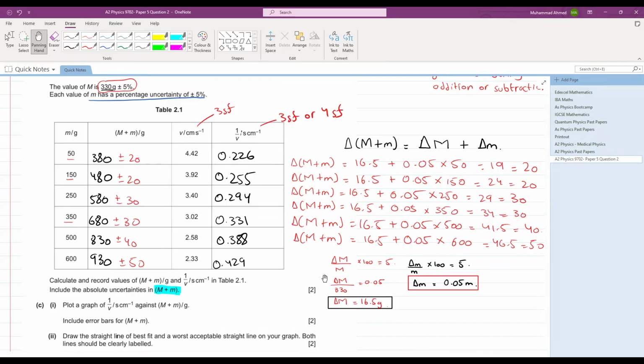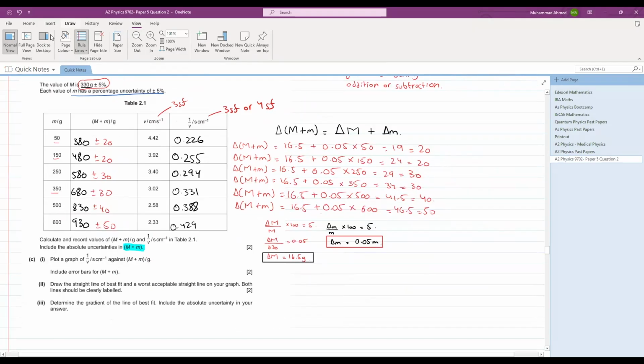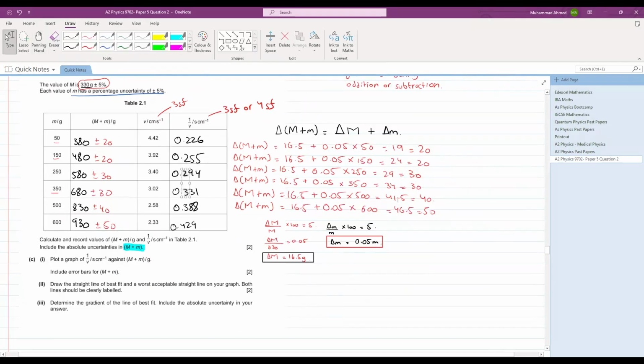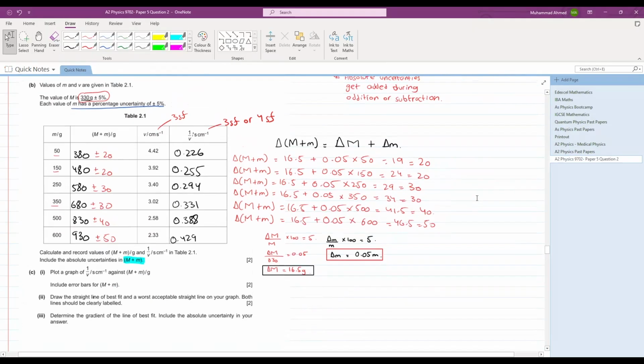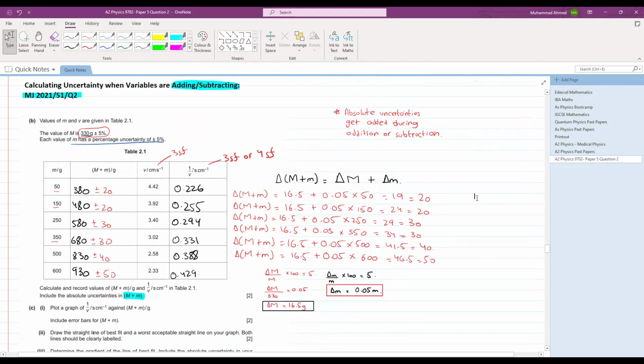The important key point to remember here is when variables are getting added up, their absolute uncertainties also get added up. When variables are getting subtracted, their absolute uncertainties also get added. This is the simple golden rule that you need to remember. Absolute uncertainties get added up during addition or subtraction. Simple. Let's further move ahead.